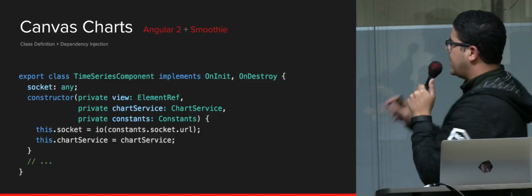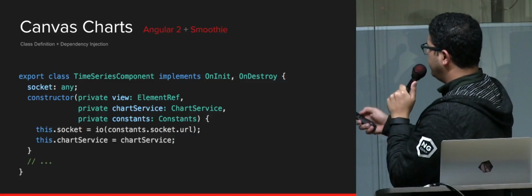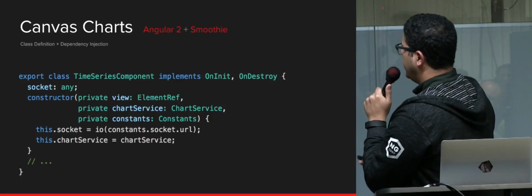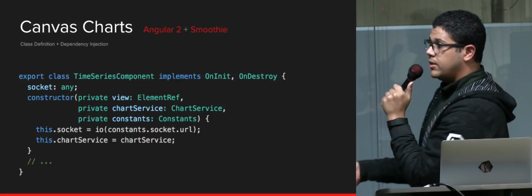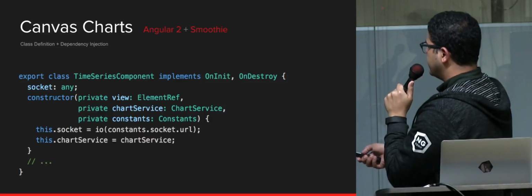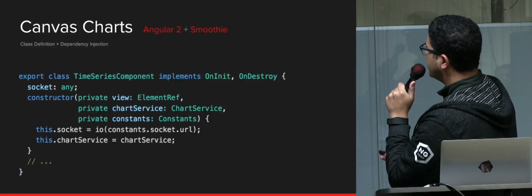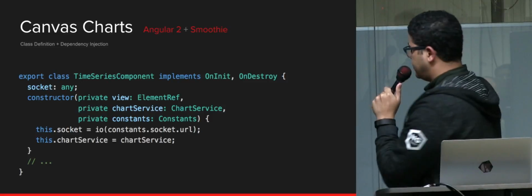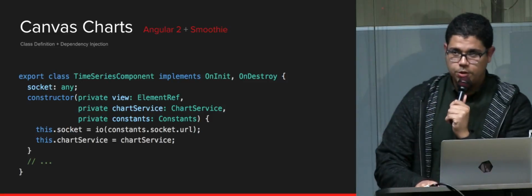OK, so let's analyze this class. This class implements on init, like we saw before, but it also implements on destroy. Then we have dependency injection, in this case, element reference, but also my chart service, my constants, and my socket class. So far, so good.